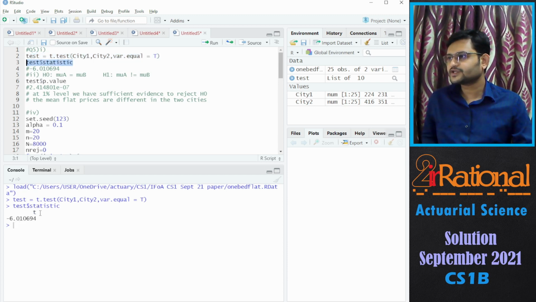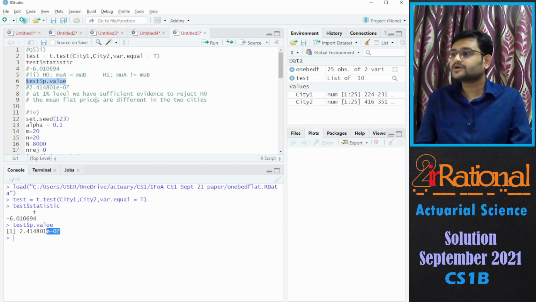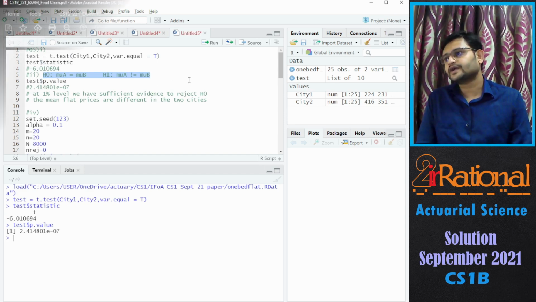So this becomes our test statistic. Then for the second part, we'll take the p-value. Here we get our p-value, which is very small, 10 raised to minus 7. So clearly at the 1% level, we have sufficient evidence to reject H0. The mean flat prices are different in the 2 cities. I have also written what our hypothesis is. That is not what they have asked, but it's very important for us to understand.